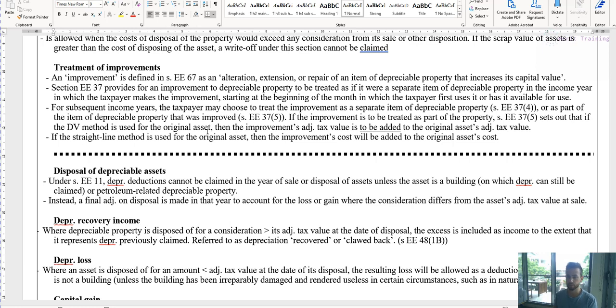If the improvement is to be treated as part of the property, section EE37.5 sets out that if the DV method is used for the original asset, then the improvement's adjusted tax value is to be added to the original asset's adjusted tax value. So basically, you don't get to change the effective life and depreciation rate if you do add it to the existing asset. You just basically take the cost and add it to the adjusted tax value. So next year you get a greater depreciation amount for that asset. However, that's for the diminishing value method. If you use the straight line method, then the improvement cost will be added to the original asset's original cost, and the depreciation rate or amount will be recalculated.